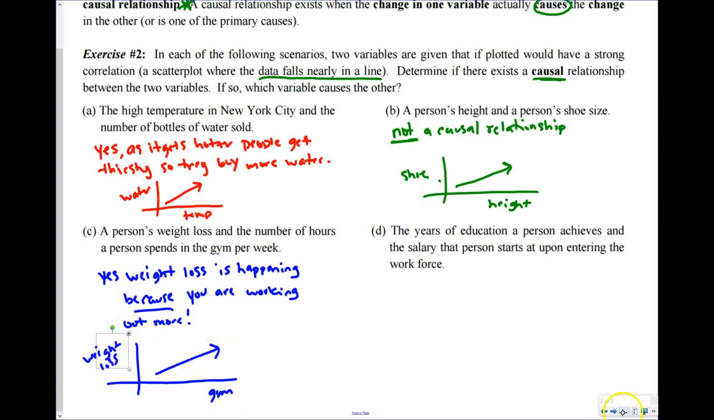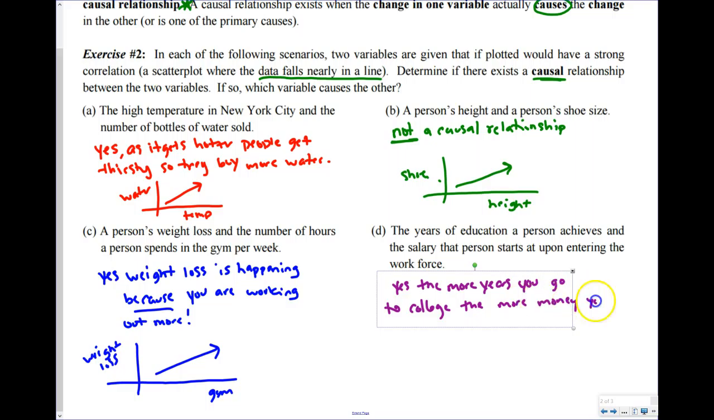Okay. And the last one, the years of education a person receives and the salary that person starts at upon entering the workforce. This one's, to me, pretty obvious. The longer you're in college, will you get paid more because of college? Yes. The more education you have, the more money you will earn, which is the main reason most of us want to go to college, so we can make money. So yes, the more years you go to college, the more money you make. Well, or you should. Not always guaranteed, but the idea is that you should make more money the more years you go to college. One causes the other.